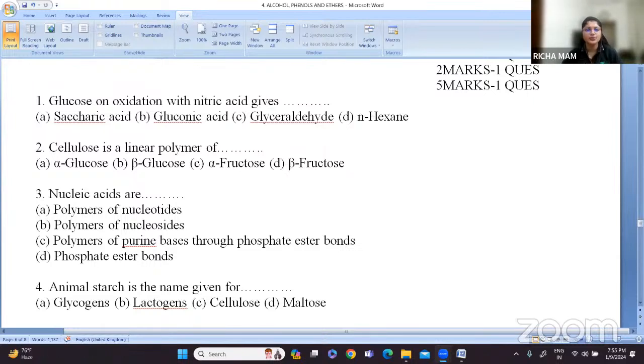Yes, this is the blueprint set by the PU board for the academic year 2023-24. According to this particular blueprint only, you will be getting the paper for your board exams. So this blueprint is already set. This is according to the PU board itself, so this is a confirmed blueprint.